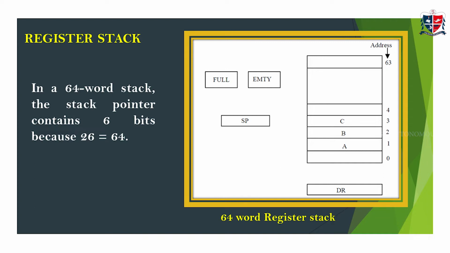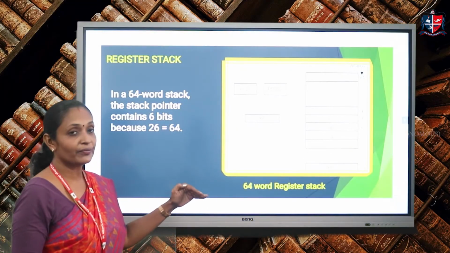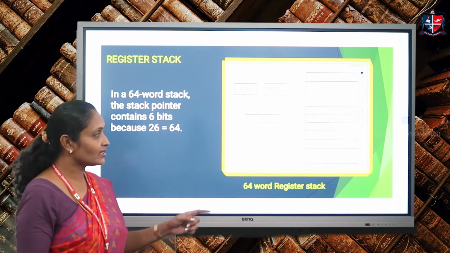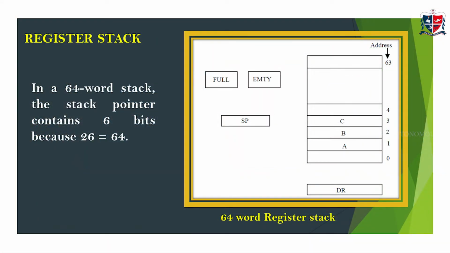From this diagram, it is clearly understood that the data is arranged, and the register address moves from the bottom in increasing order. That is, it starts with 0, then 1, 2, 3, and so on. The first item is added at location 1, then a new item is added at the second location, and the next item is added at the third location. So the items are arranged in increasing order, from bottom to top.